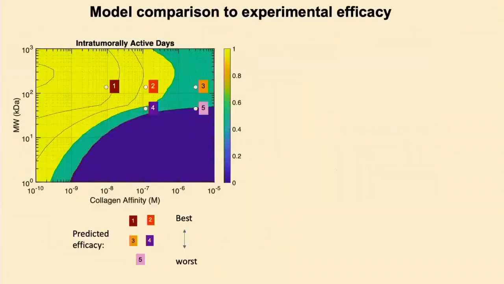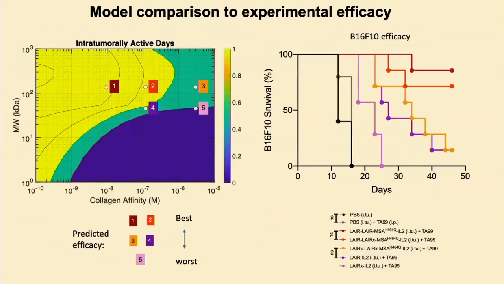So prediction here is, number 1 and 2 will be best. 3 and 4 should be about the same, and 5 should be worse. So that's the way it worked out. So she combined these agents with the anti-tumor antibody. 1 and 2 cured the majority of the mice. And they're the ones that had, say, a full day of IL-2 effect.